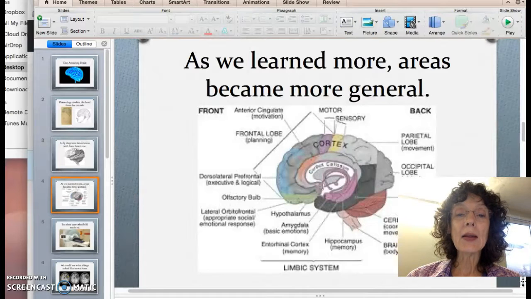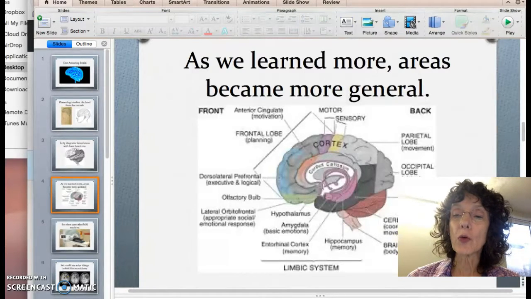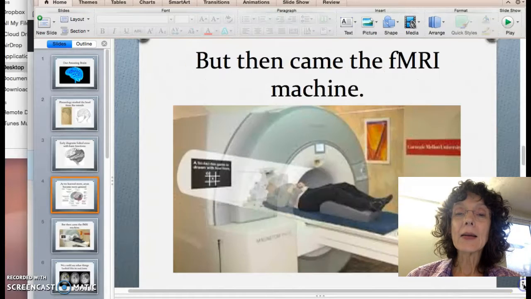As things went on, the labeling of the areas became bigger words and more general. The olfactory lobe and the hypothalamus and the occipital lobe and so on and so forth. But even so, people would begin to think, okay, what does the occipital lobe do? What does the parietal lobe do? And so forth. And then along came the fMRI machine.